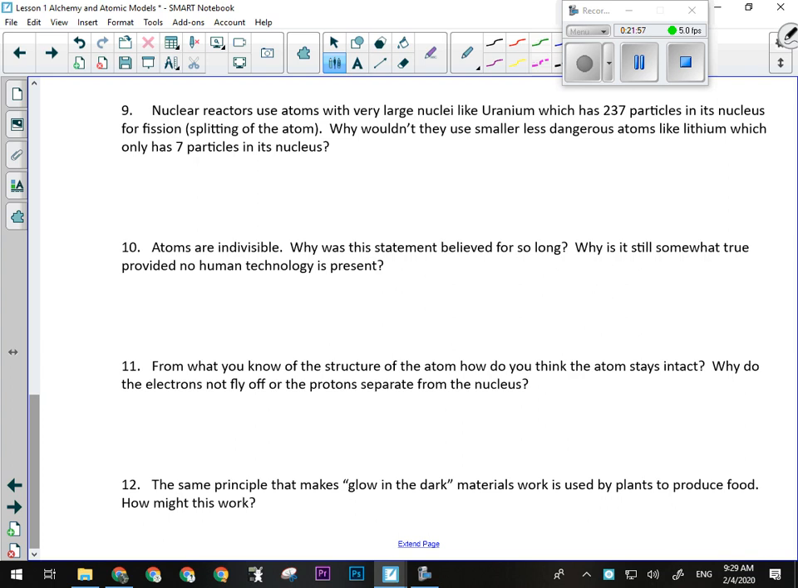From what you know of the structure of the atom, why does it stay intact? Why do the electrons not fly off or the protons separate from the nucleus? What holds everything there? How to explain it? You're on the right track. I can't explain it, but the protons are attracted to the electrons, and so they want each other, and then keep them going in a circle. You're on the right track though.